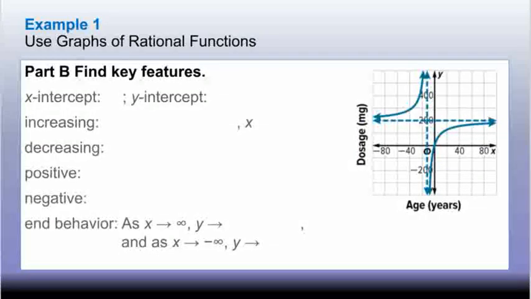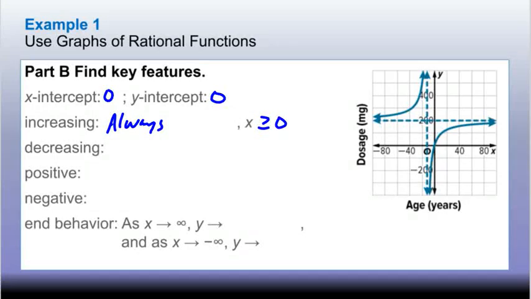Now let's do the intercepts. So the intercepts would be 0, 0. Increasing, this is always. And here we would just say x has to be greater than or equal to 0. Decreasing, never. Positive when x is greater than 0. Negative when x is less than 0. End behavior as x approaches positive infinity, y approaches 200. And as x approaches negative infinity, y approaches 200 as well.